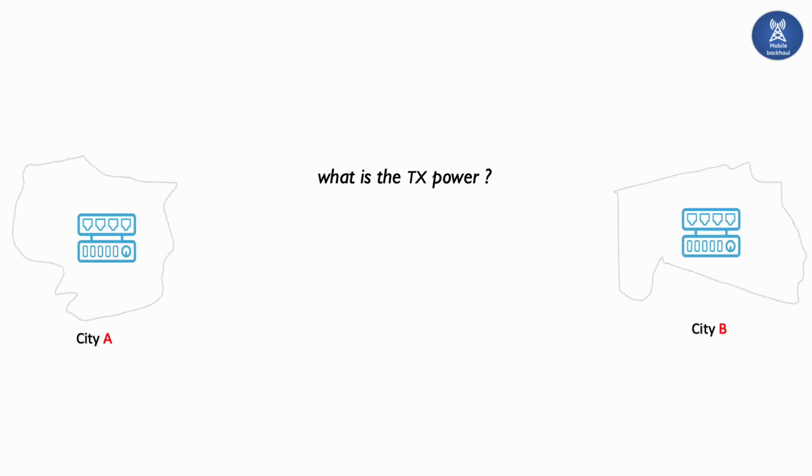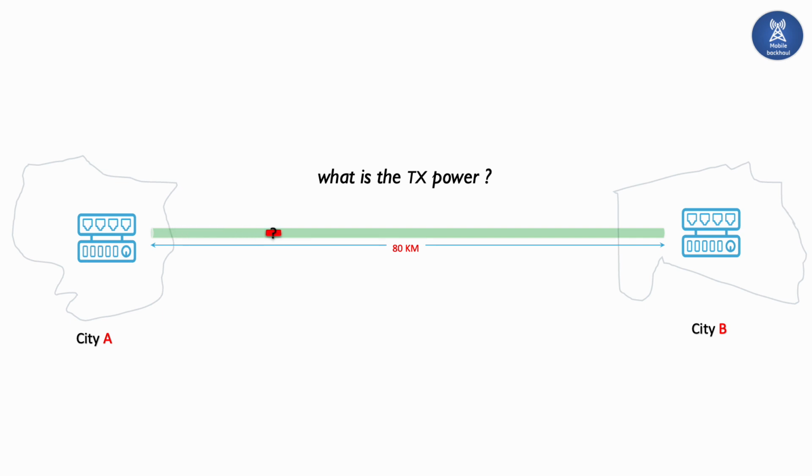Hello viewers. In this video, we are going to learn how much transmit power is required for a fiber optic system. Let's start with an example. Here we have two cities, city A and city B. We have a fiber cable run between city A and B. The length of the fiber cable is 80 kilometers. So we are going to find out how much transmission power is required for this particular example.